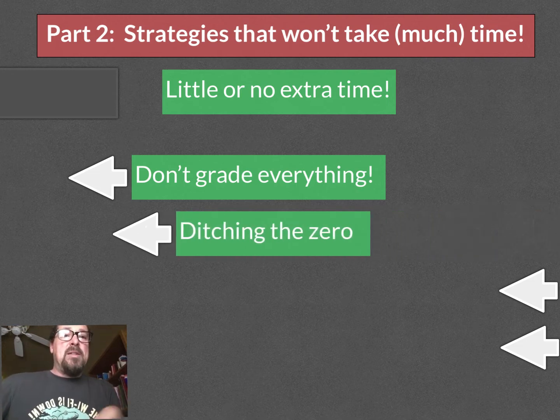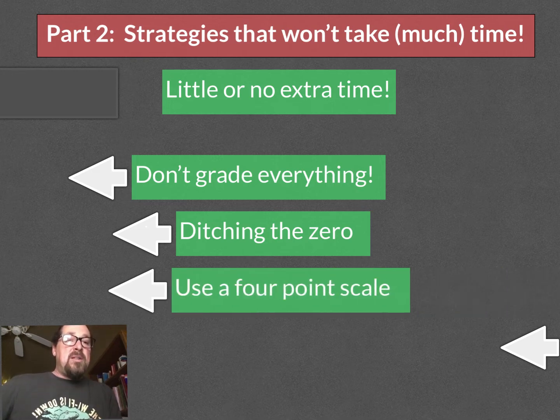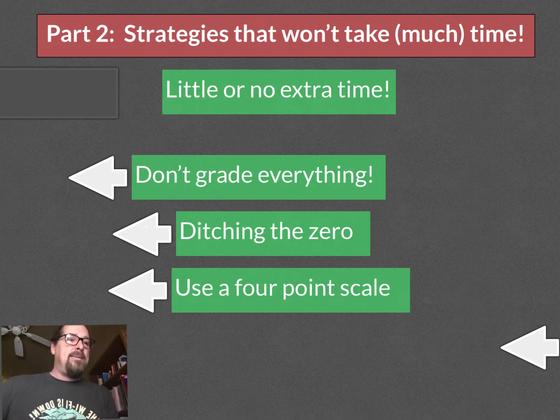The second one we're going to talk about is ditching the zero, right? Getting rid of that zero so that the students don't get penalized quite so harshly if they have a missing assignment. The next one is using a 4-point scale, right? Instead of using that 100-point scale, using a 4-point scale, much more accurate, and also it has a little more meaning to it to students and parents and even teachers.